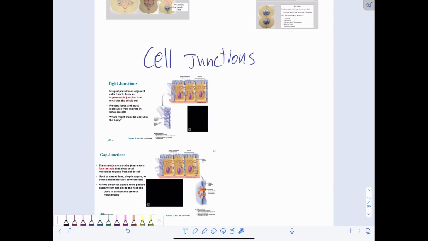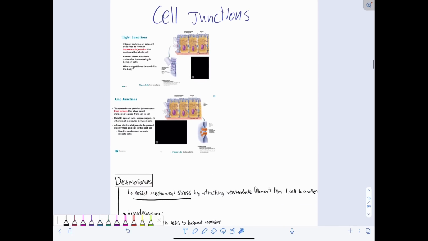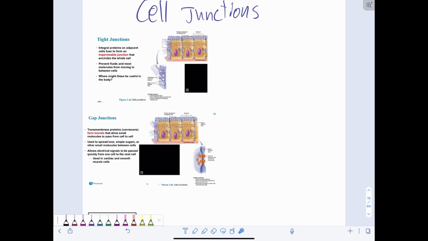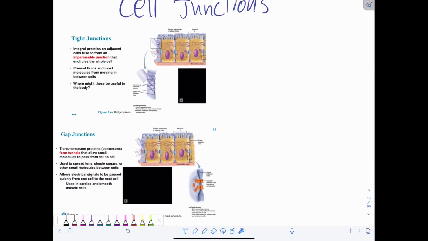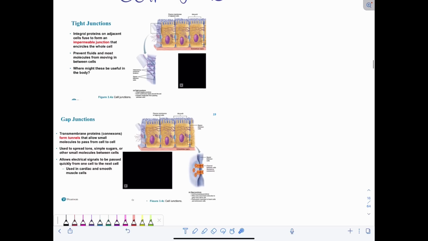The next thing is cell junctions. There are three cell junctions you should know. First one is tight junctions. We already talked about this. This is to prevent solutes and solvents from leaking between the cells. Where would you have a lot of tight junctions? Think about the skin. You can't absorb water through your skin, and that's thanks to these tight junctions.